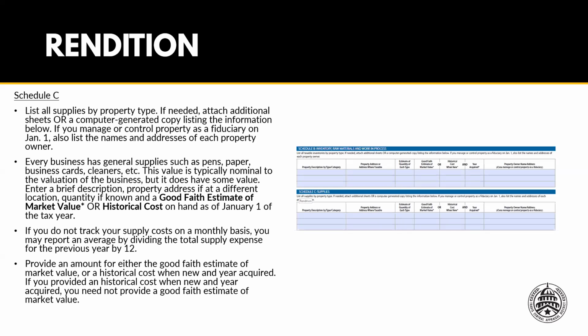If you do not track your supply costs on a monthly basis, you may report an average by dividing the total supply expense for the previous year by 12. You can also provide an amount for either the good faith estimate of market value or historical cost when new and year acquired. If you provided a historical cost when new and year acquired, you need not provide a good faith estimate of market value.